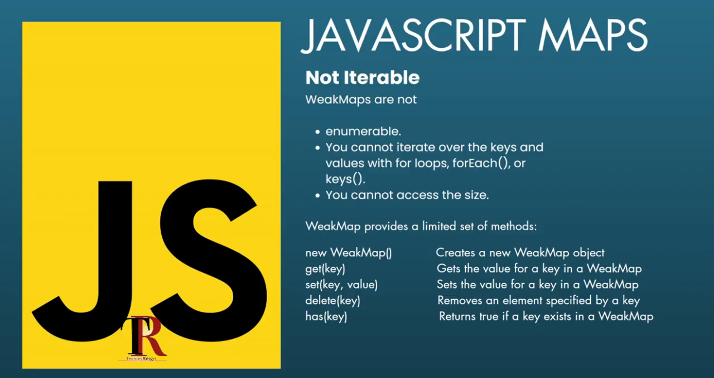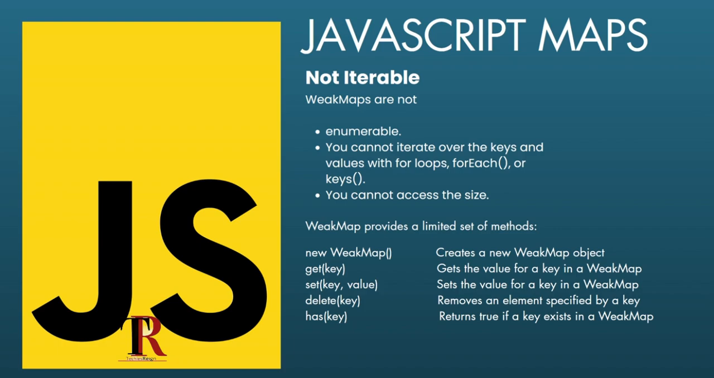Number one is the new WeakMap method. This creates a new WeakMap object. It is the WeakMap constructor that we normally make use of when we want to create a WeakMap. So this is one of the limited methods supported by WeakMap.